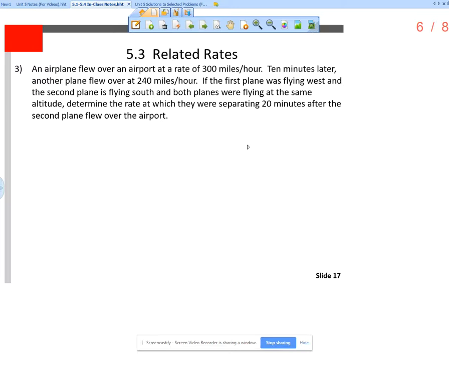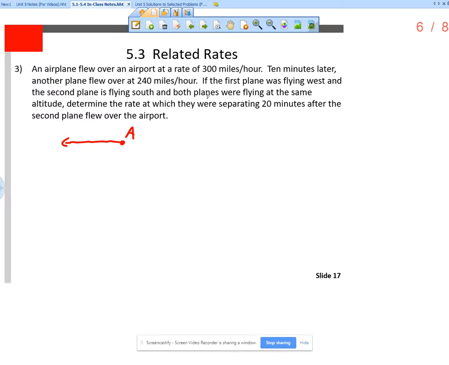All right, so we want to draw a picture. Now what I'm going to do is draw a point here, and this is going to represent where the airport is. We're looking kind of like a bird's eye view, but really from above the airplanes as well. So the first plane is flying west. The first airplane crosses over the point where the airport is and then keeps going west.